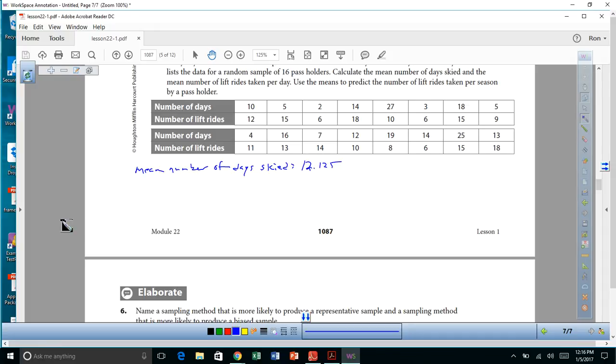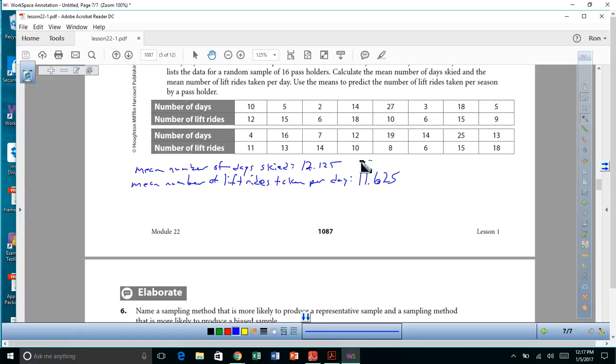And the mean number of lift rides taken per day. All right. Now we're going to add up all these bottom numbers and divide them by 16, and we're going to get 11.625. Okay.